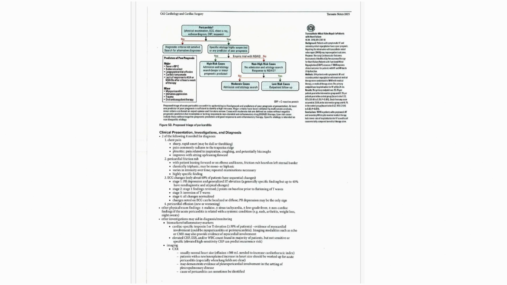Clinical pearls. Remember these high-yield examination points. Diagnosis requires 2 of 4 criteria: characteristic chest pain, friction rub, ECG changes, or new pericardial effusion. Diffuse ST elevation with PR depression is the classic ECG finding. Chest pain improves when sitting forward. Troponin elevation suggests myocardial involvement.